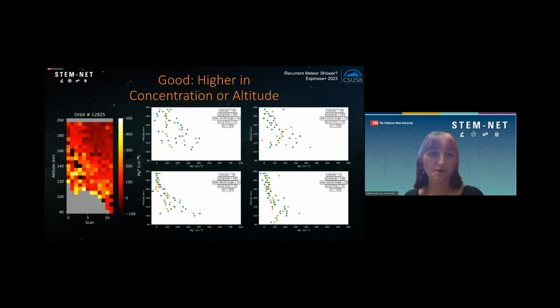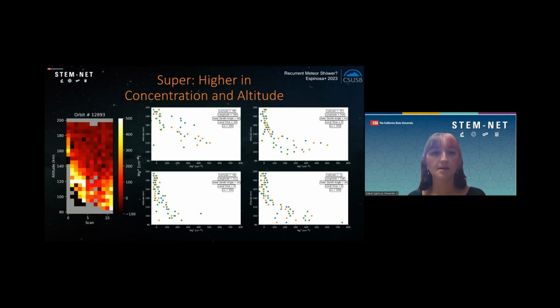Here's an example of good again, where you're higher in altitude this time instead of concentration. The numbers don't get quite as high as the last picture, but you can see that on the right, the peaks are around 140 kilometers this time instead of 100, which is higher up. And on the left, you can kind of see the yellow bits are up higher, but that they're not quite to the white in color as the last one was. So those were the examples of good.